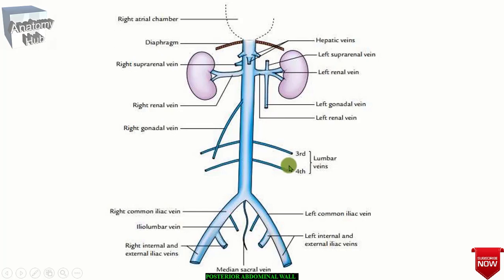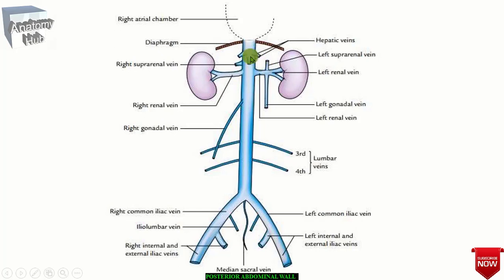And the first and second lumbar veins, that also you will find over here. The first and second lumbar veins end in the ascending lumbar vein, and you will find three lateral visceral tributaries that you can observe over here, that is the inferior phrenic vein.